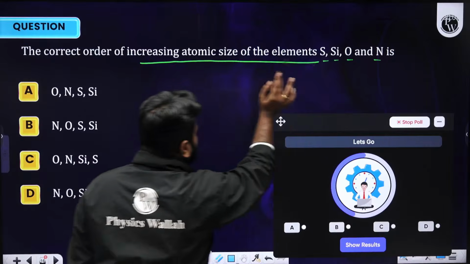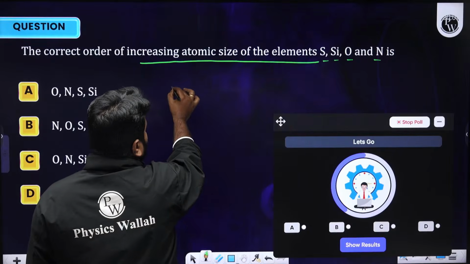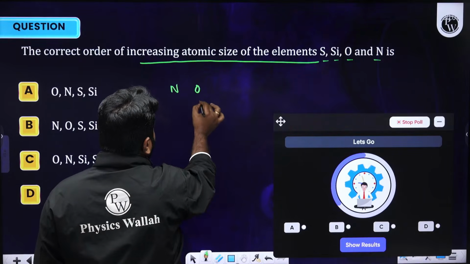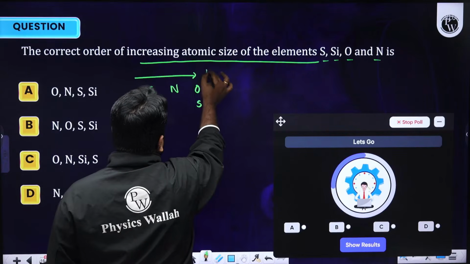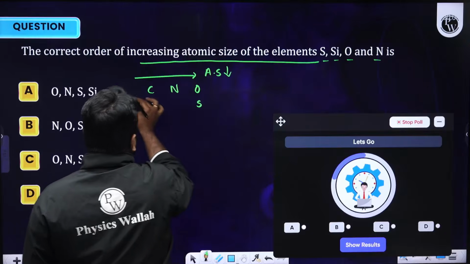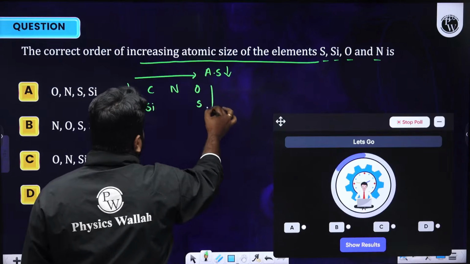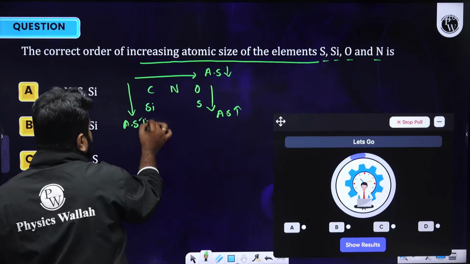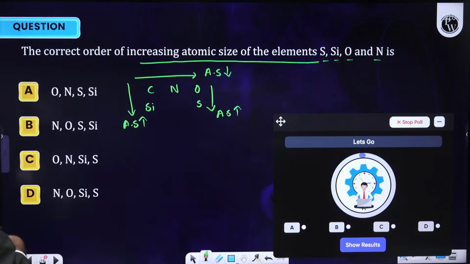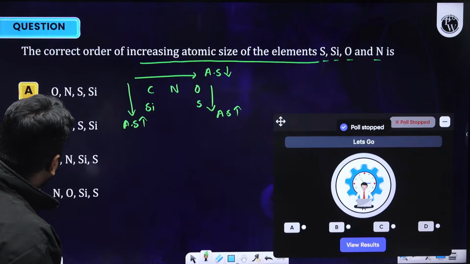Very simple. First, write the periodic table. Nitrogen, oxygen, sulfur, carbon, silicon. Left to right, atomic size decreases. Top to down, atomic size increases. So, increasing order. Which one is very least? Oxygen is very least.